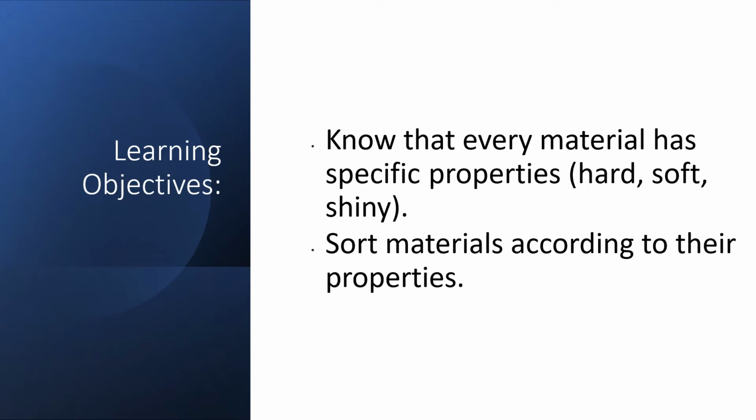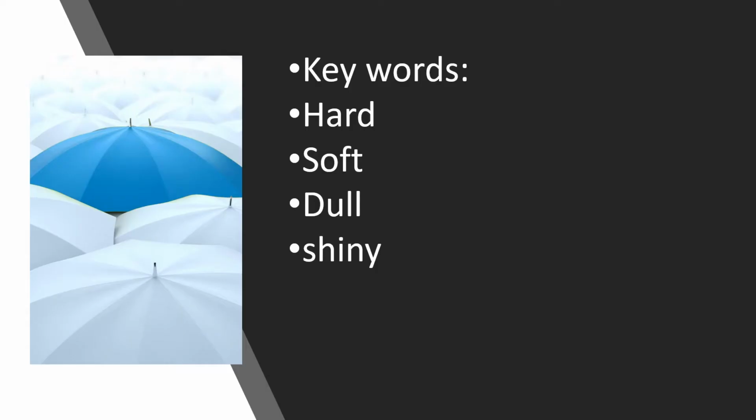Before we start our lesson today, I'd like you to go back and remember what we did last week. Last week we learned about properties of materials and found out the meaning of materials. We mentioned types of materials and the properties of materials. Our keywords today are the meanings of hard, soft, dull and shiny. So please take your notebook and write them down.